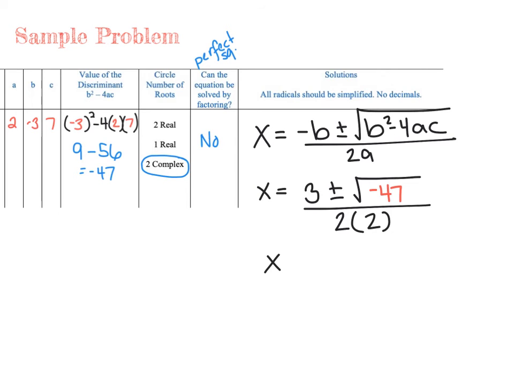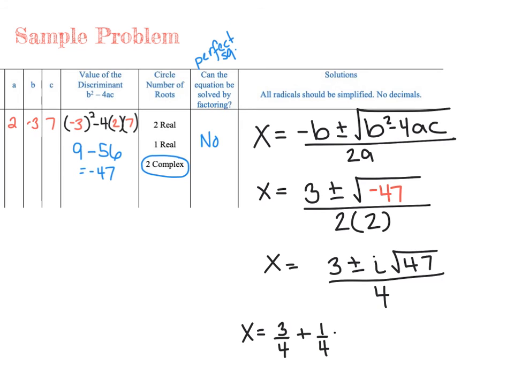Let's simplify. This gives me 3 plus or minus the square root of -47. Well, I can bring out an i. 47 is prime, so I can't do a factor tree. All over 4. This is the exact answer. It is also acceptable to split this into two separate ones where I'd have 3/4 plus 1/4 i times the square root of 47, or 3/4 minus 1/4 i times the square root of 47.